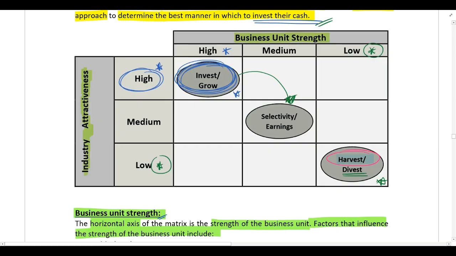But normally, if your business unit strength is low and the industry attractiveness is also low, the company should not be allocating any cash to that business unit. First, you allocate cash to business units that have a high business unit strength and they have a high industry attractiveness. Then, if there's any money left, that can then go to other business units where we have medium business unit strength and medium industry attractiveness.